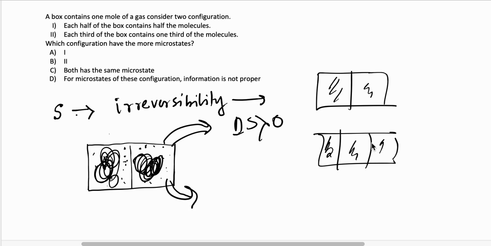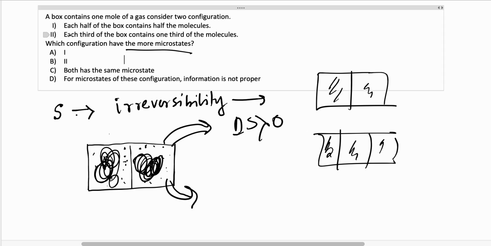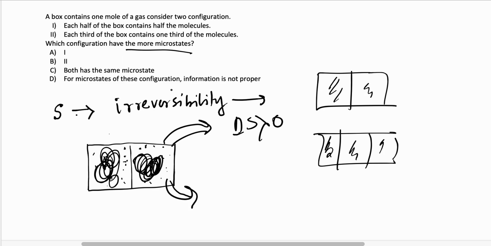Now from this Gibbs paradox we already know that since the particles are identical, the microstate is what is asked: which configuration has more microstates. That means we know the entropy does not increase. That tells us these two systems, one where each half of the box contains half the molecules and one with 1/3 of the molecules in each third, actually have the same number of microstates. So that's the question.